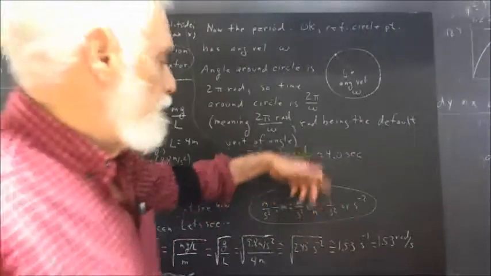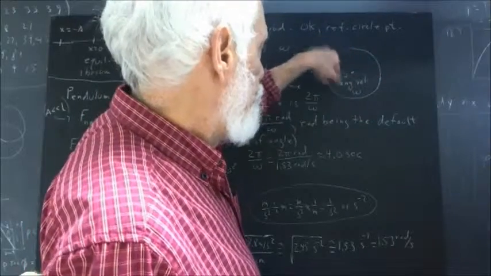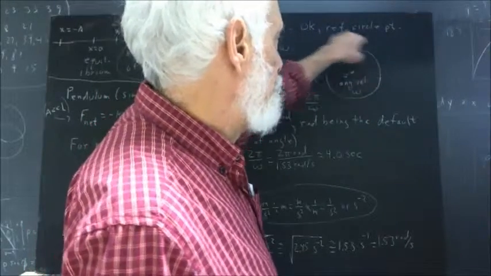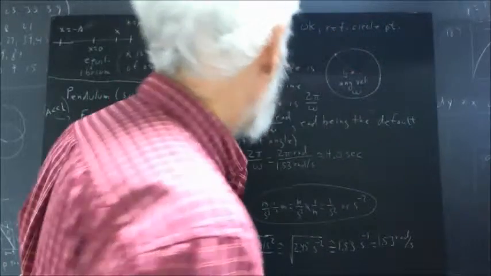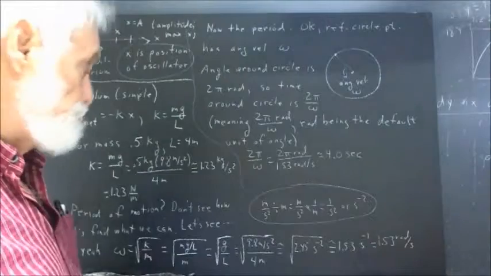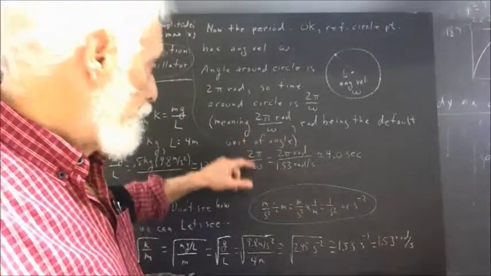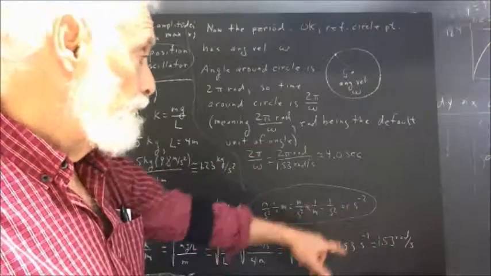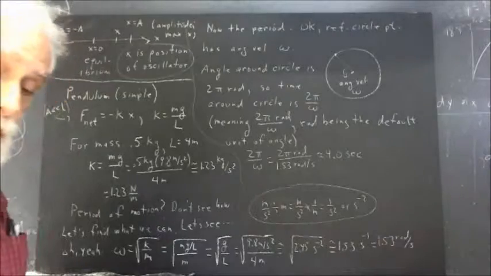Then from that, we determined from the reference circle picture that since we're moving at angular velocity omega and complete a cycle in the time it takes to go through 2 pi radians, the time it takes to complete a cycle here is 2 pi radians divided by the 1.53 radians per second, or very close to 4.0 seconds.